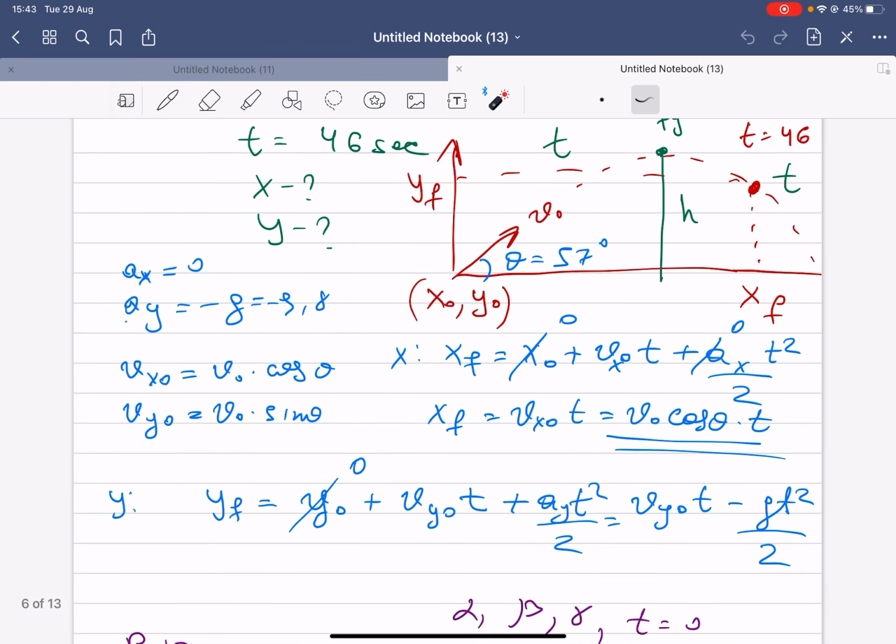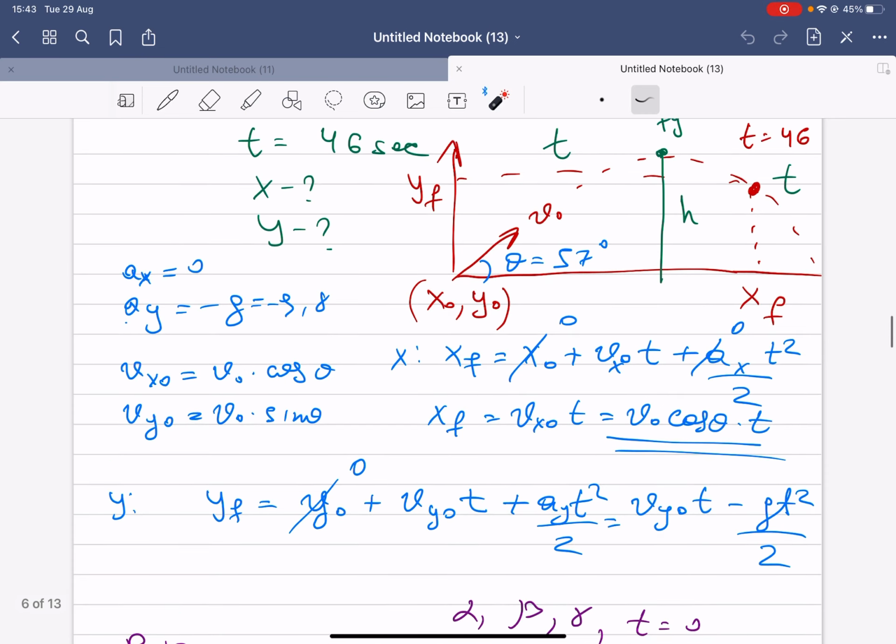After that, you have the equation to find the x final position, which is x final equals x initial plus vx initial times t plus ax times t squared over 2. Since we know that acceleration in the x direction is always equal to 0, we can cancel this part. This part can be removed because ax is equal to 0. And also we know that the projectile started from the initial position, which is x initial equal to 0, y initial equal to 0. So therefore this will also be 0.